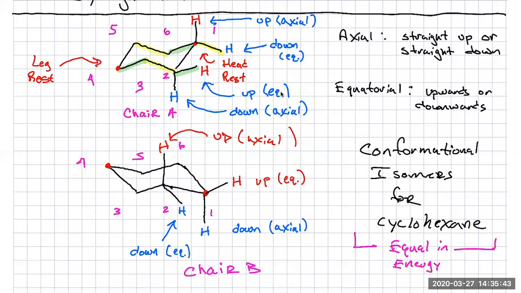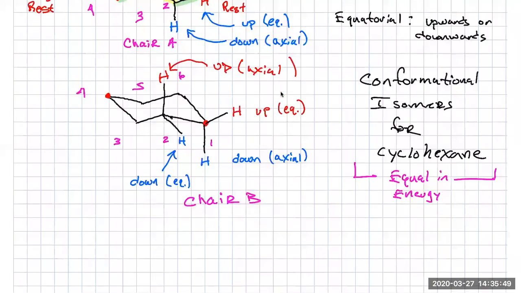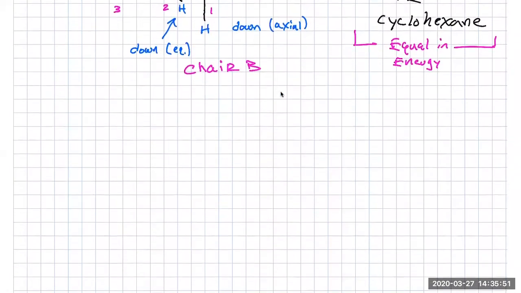So chair A here and chair B are equal in energy, or they're equal in stability. And the reason why is, let's take a look. I'll go down a little bit. I'm going to redraw these chairs a little bit differently. Let's keep those colors the same. I'm just going to focus on chair A for a moment.